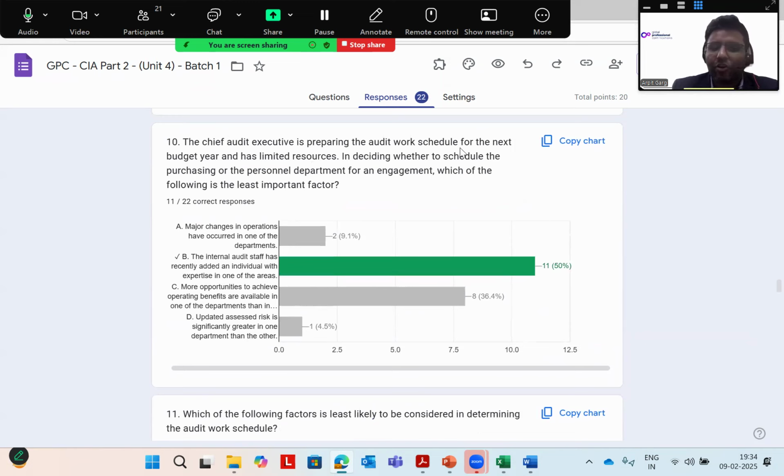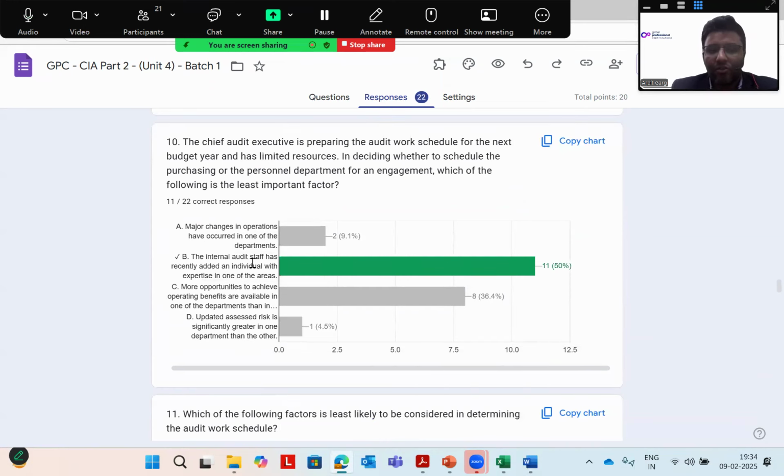It says the CAE is preparing the audit work schedule for the next budget year and has limited resources in deciding whether to schedule the purchasing or the people department for an engagement. Which of the following is the least important factor? Major changes in operation have occurred in one of the departments. People, what do you think? Is it least important? Is it important? If there are changes that have happened in operation, is it least important or is it important?